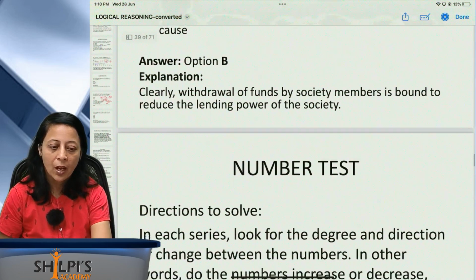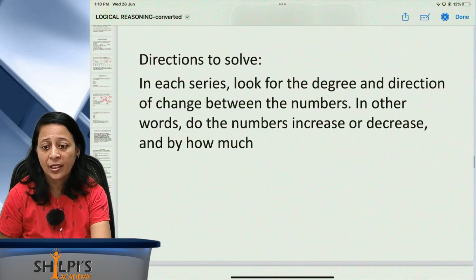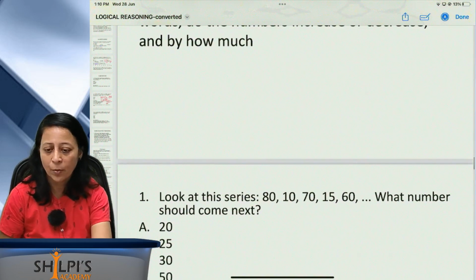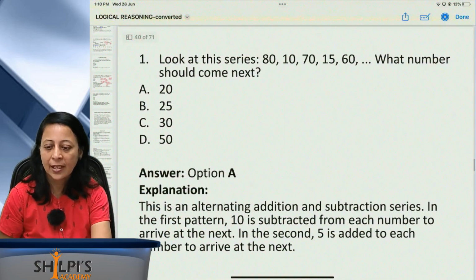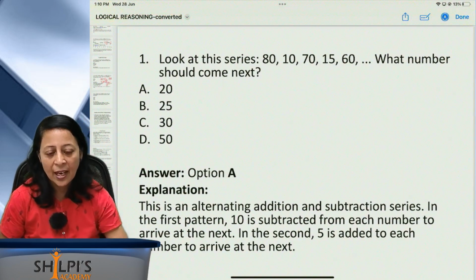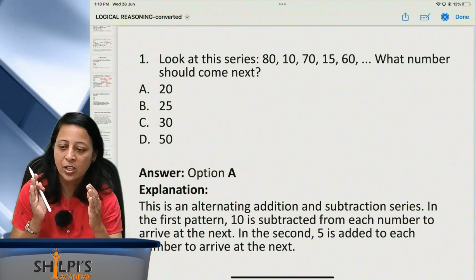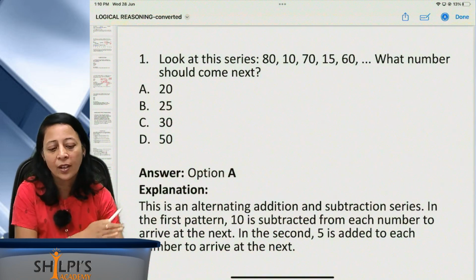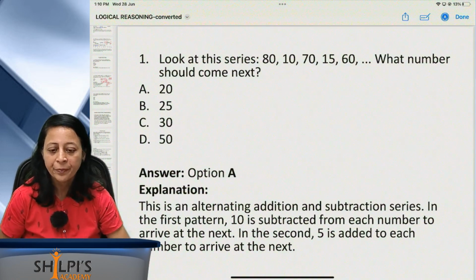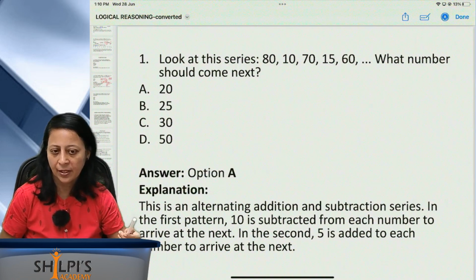Okay. Next topic is your number test. In each series, look for the degree and the direction of change between the numbers. In other words, do the numbers increase or decrease and by how much? It is based on series like arithmetic, geometric, and so on. Okay. Look at the series: 80, 10, 70, 15, 60. What number should come next? First find out the relationship between the first numbers given in the order, then work out the relationship between all these numbers. Okay. So 80 and 10, when you subtract, you get 70.